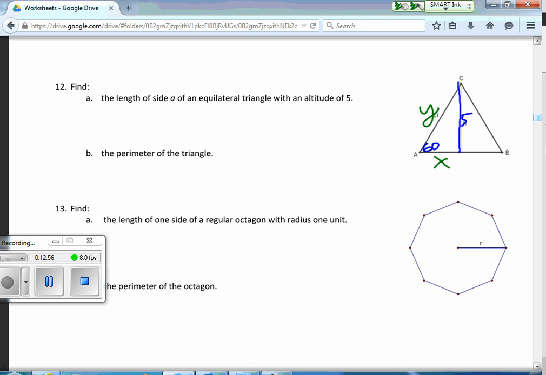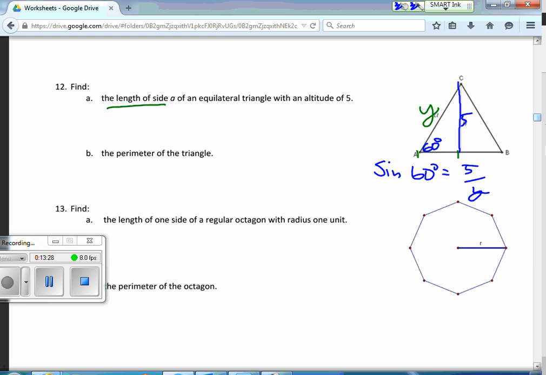What they want is the length of a side. I would go with y, because if you find x, you're going to have to double it, because x only goes from here to here. Y is the length of a whole side. So I'd use that, and then I've got a side, and I've got an angle. And so I would go opposite over hypotenuse. I do sine of 60 is opposite 5 over hypotenuse y. And then from there, you multiply both sides by y, and then divide both sides by sine of 60.